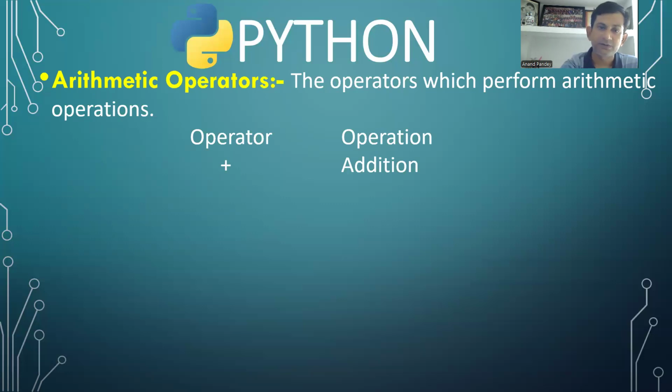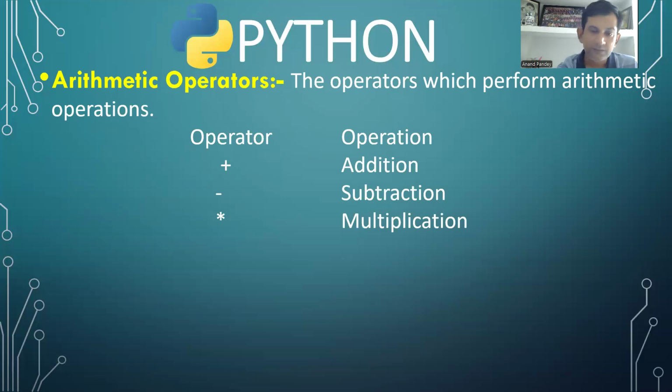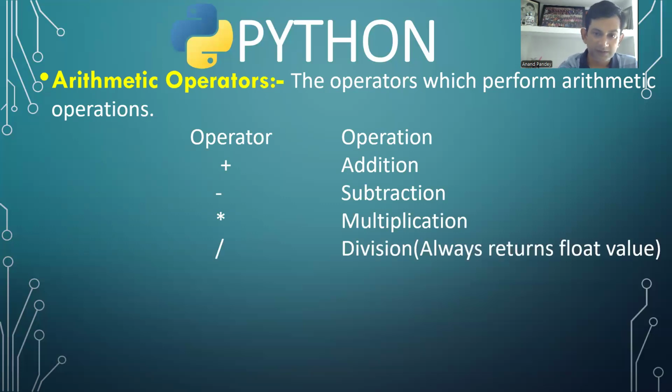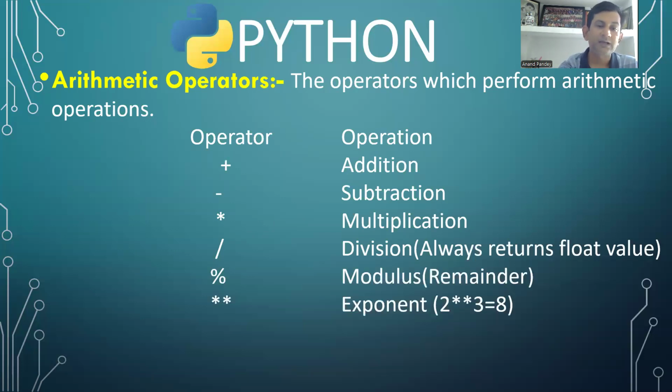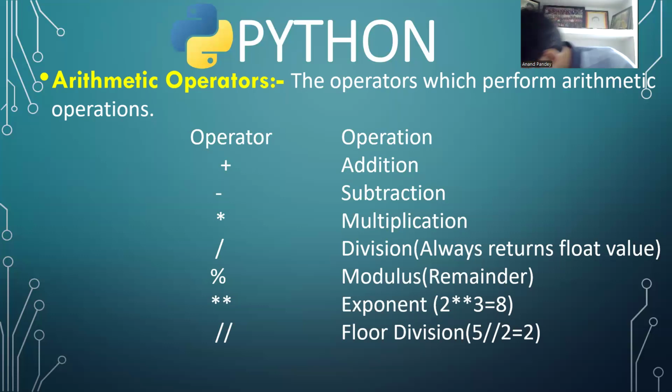Plus is used for addition, minus for subtraction, star, this symbol is also called asterisk, for multiplication. This is for division. One by one, I will discuss everything. And this is the modulus operator, and this is the exponent operator, I will tell you. And this is floor division. So this plus operator is here to perform the addition operation.